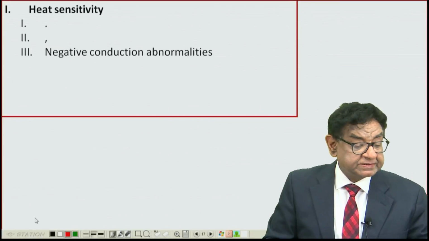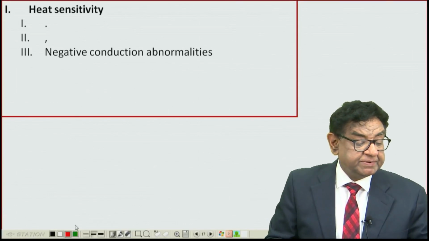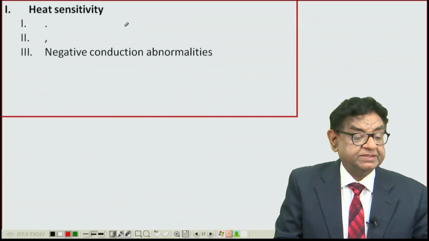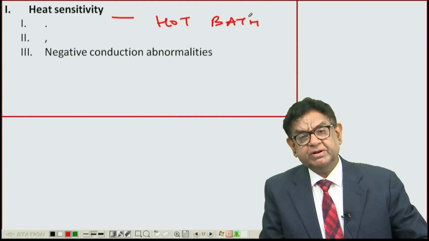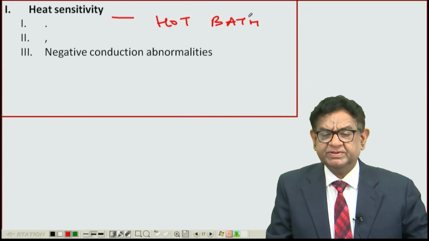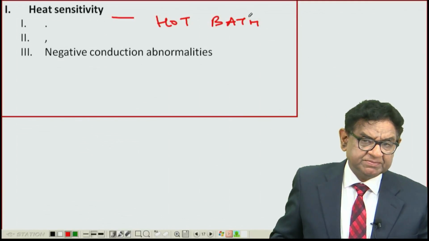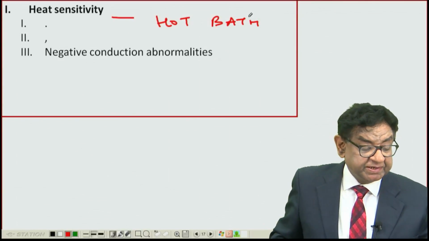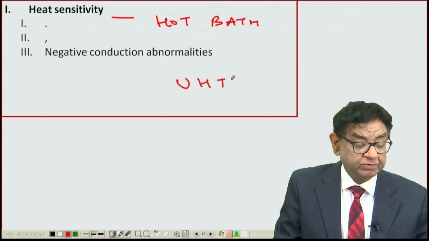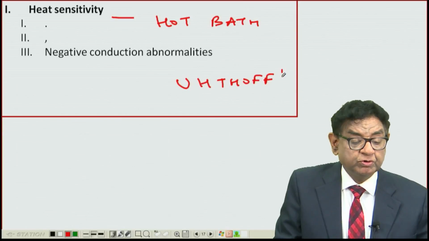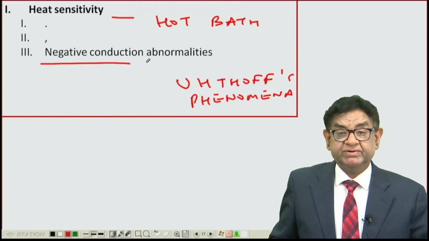Now heat sensitivity. Symptoms increase after a hot bath. Whatever problem the patient has, the patient finds that after the bath, when the patient comes out of the bathroom, symptoms have increased, and this is known as Uhthoff sign, Uhthoff phenomenon. It is considered as negative conduction abnormalities.